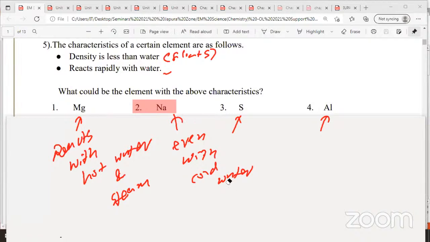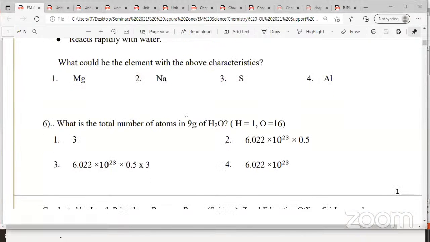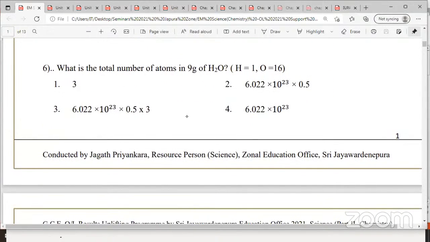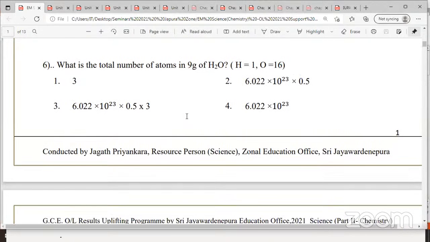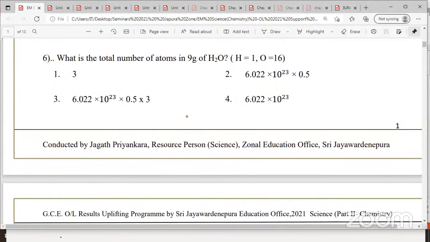Question number 6, from chemical calculation. What is the total number of atoms in 9 grams of water? Okay. This is from grade 10, chapter 7. Chemical calculation. Every year you definitely get a calculation related to the equation or balancing of the equation, and then from that they can ask calculations, or directly they can ask calculating the moles, mass, molar mass, or atoms or molecules. Now let's see how to do this.